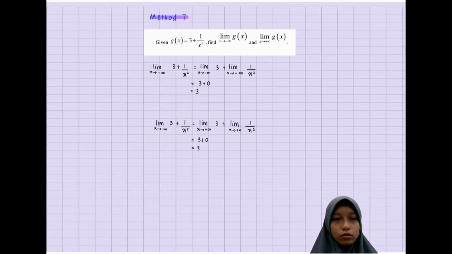So just like the limit of g(x) when x approaches positive infinity, we will do the same thing, so we will get the same answer.